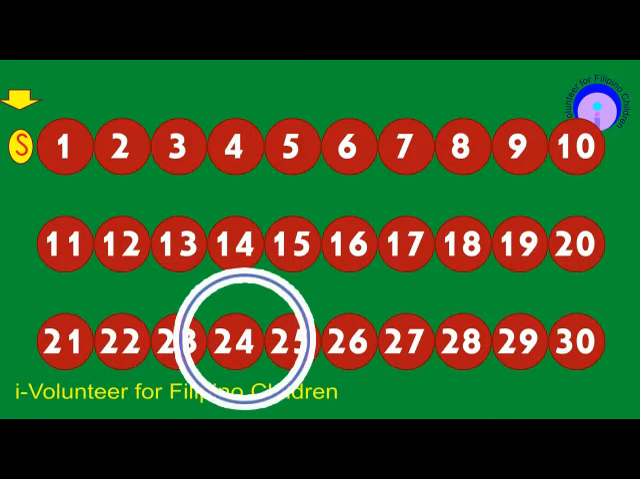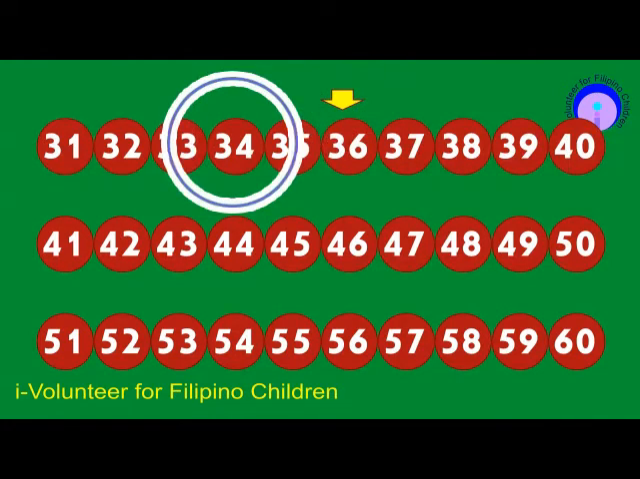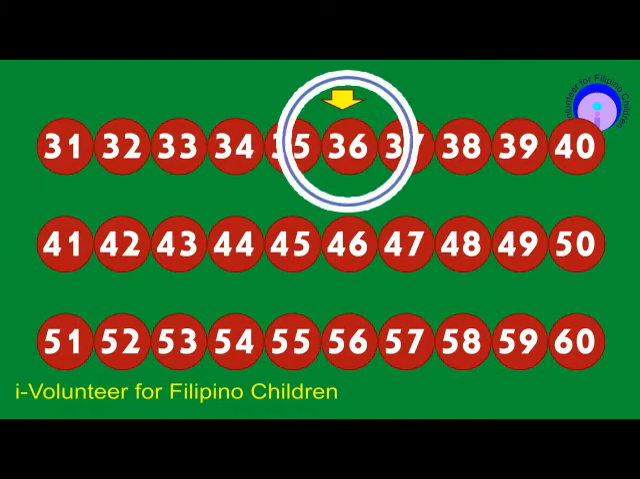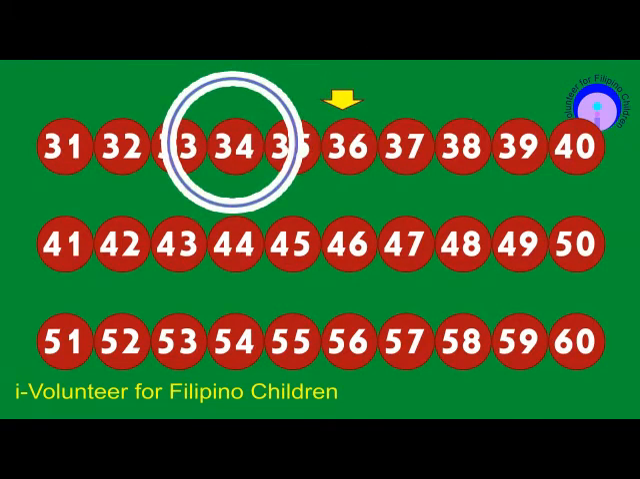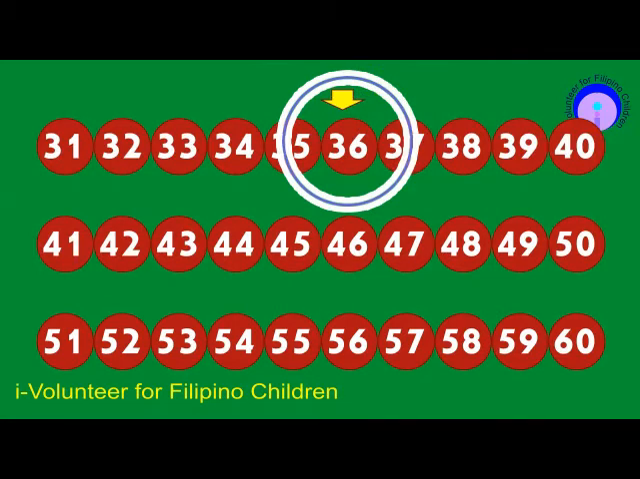After 24, what's next? 24 plus 10 is 34. Plus 2 is equal to what number? Correct. It's 36. I repeat. 24 plus 10 is 34. Plus 2 is equal to 36.